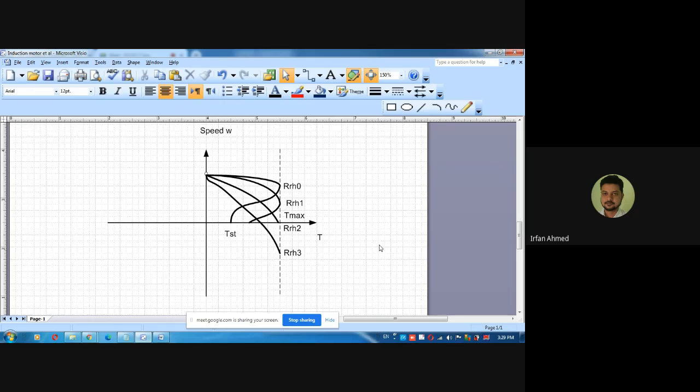The first is flux, the second is the conductor, and the third is the relative speed between the flux and the conductor. Correct.